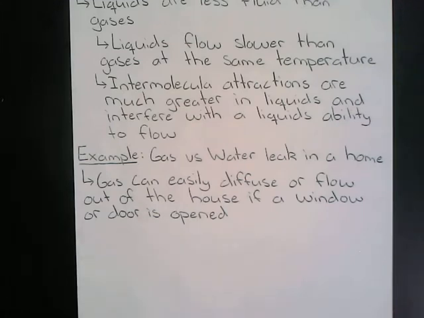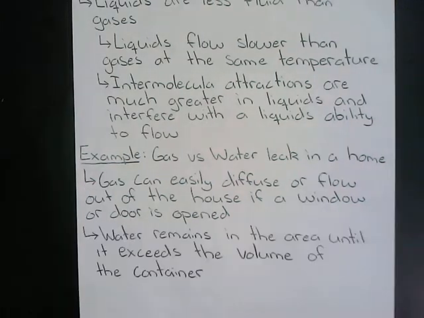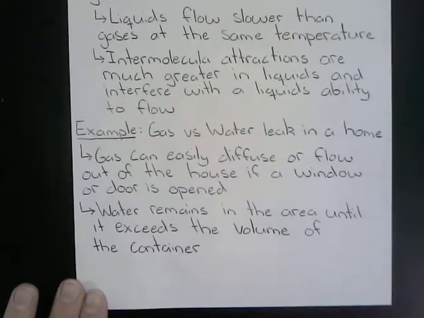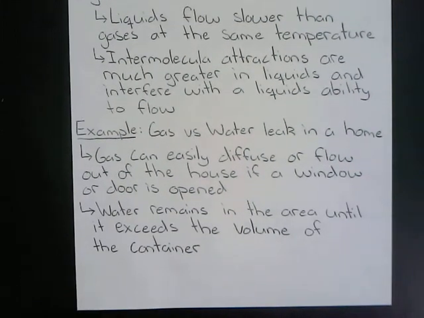because eventually it will, and it'll come back down to a safe level. Now, on the other hand, if we have a water leak in a house, that water is going to remain in that area until it reaches the level of a window. So essentially the water is almost stuck in place. So that water is going to remain in that one area, in this case the house, until it is going to exceed the volume of the container.